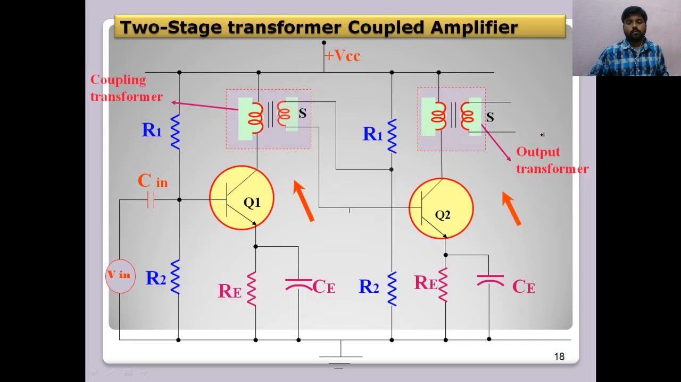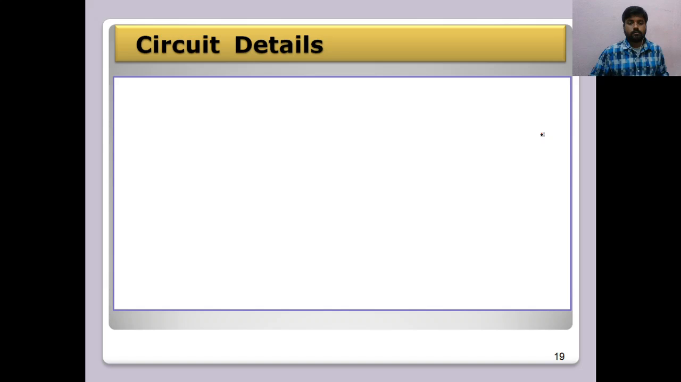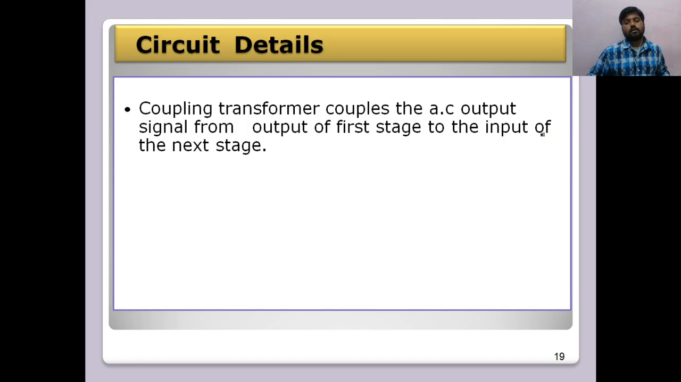Here are the two coupling transformers, T1 and T2. T1 is for coupling the first stage, and T2 is for coupling the second stage to the output. Here let us discuss the circuit details of a transformer coupled amplifier again.